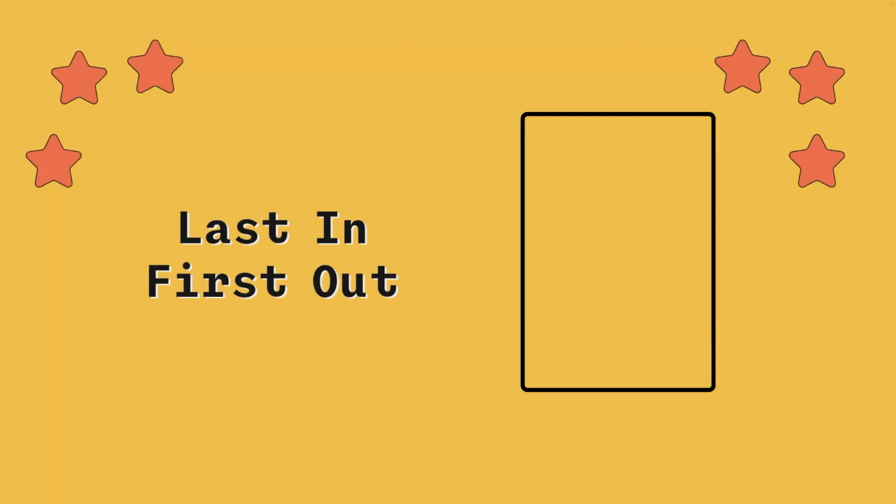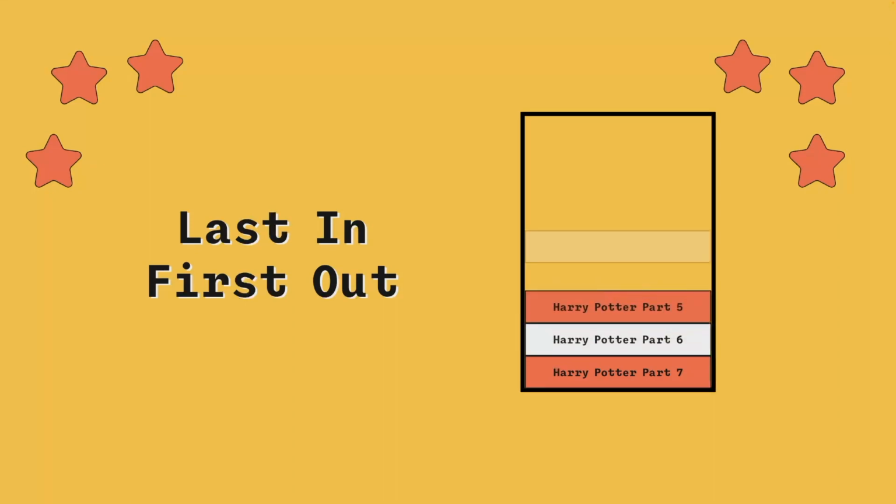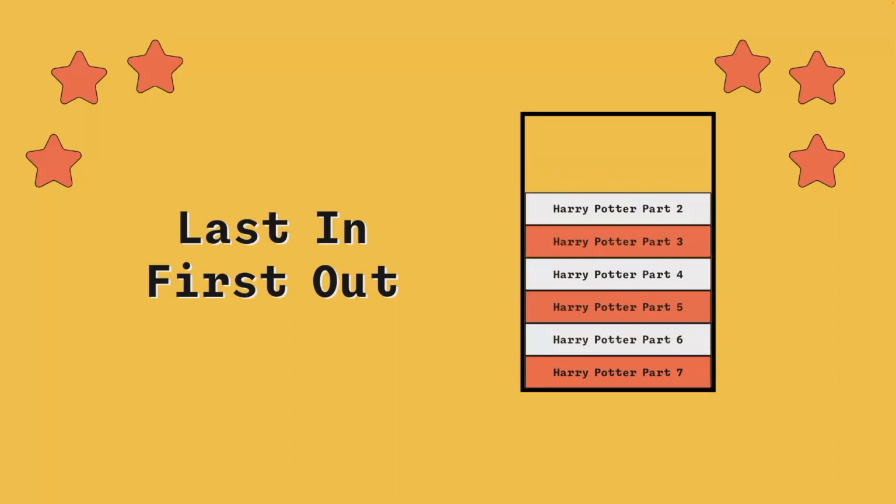To understand last in, first out, let's say we bought the Harry Potter collection. Now we are going to store them in order. First, we are going to store part 7 as we are going to read it at last. Then part 6, part 5, part 4, part 3, part 2, and at the top, part 1. Each book occupies a chunk of the memory.